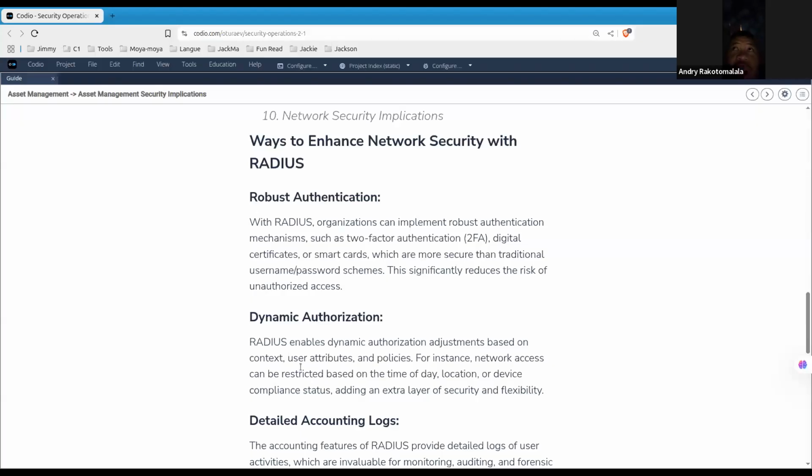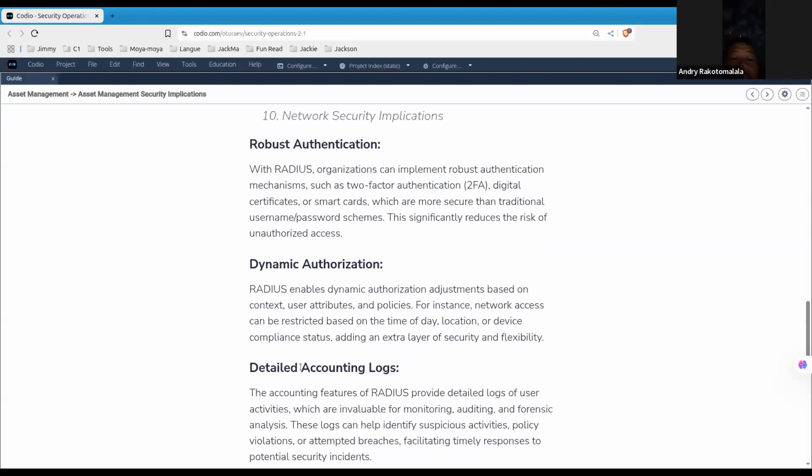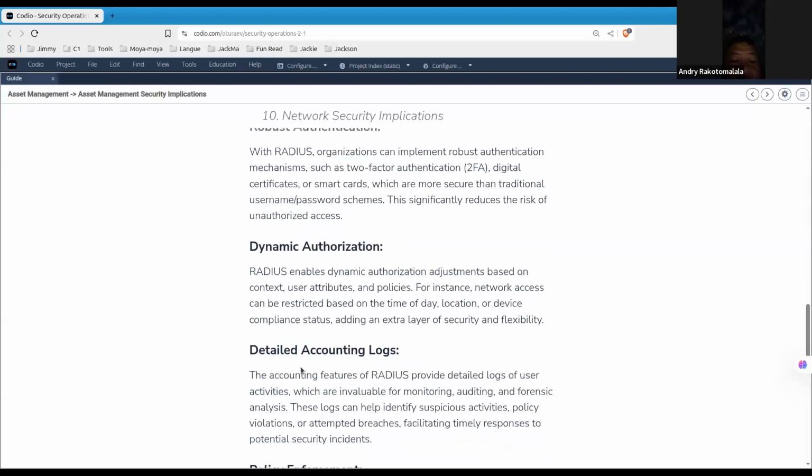Next one is dynamic authorization. As a reminder, dynamic means that it learns over time, right? So it uses user attributes, it uses different policies, and then it uses any information about that user and that network, such as date, time, location, and device, to know whether to authorize a user or not.